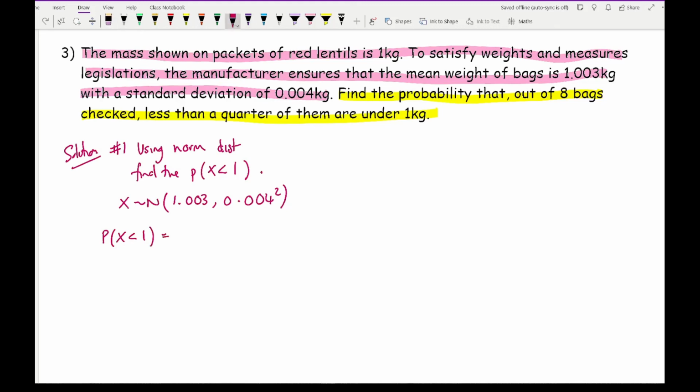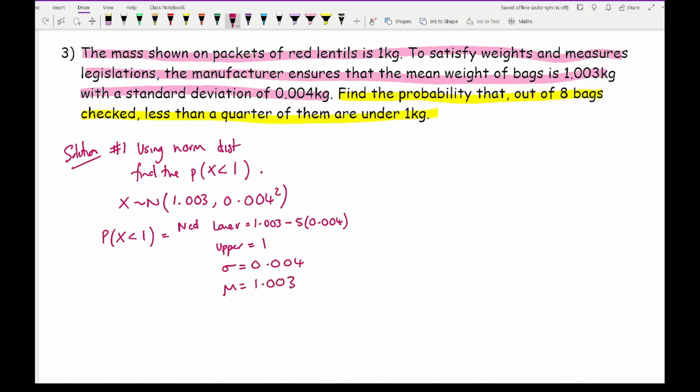I'm going to go for NCD. My lower bound is going to be an extreme value, so I'm going to go for 1.003 minus 5 lots of the standard deviation. If you type this into your calculator, it should work out for you, so you don't need another calculator to do that. My upper bound is 1, my sigma is 0.004, and my mu is 1.003.